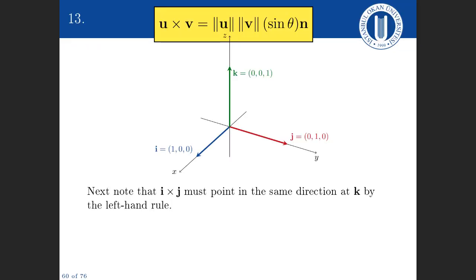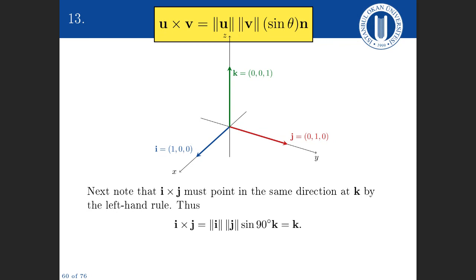But what about the other possibilities? What about i cross j, for example? Hold your left hand up in front of your screen and turn your hand so that your second finger points in the direction i and your first finger points in the direction j. Where does your thumb point? Your thumb then points in the same direction as k. So i cross j must point in the same direction as k.